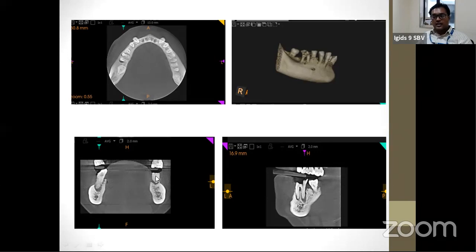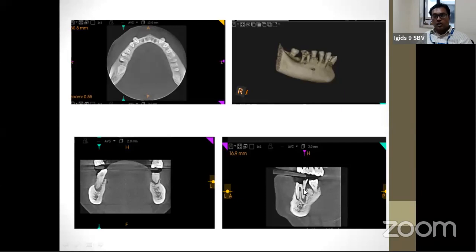Likewise, on the opposite side, these were the root stumps. And even here, you have a lot of pathology and bone loss. Take a look at the widened marrow spaces, which are in response to the inflammatory process of the periapical pathology. Likewise, take a look at the sagittal section, giving you a very clear picture of the lesions in the periapical region. Right?